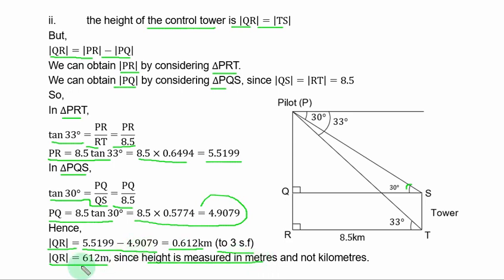You convert it to meters by using 1000 to multiply this. 1 kilometer is equal to 1000 meters. To convert this to meters, you multiply it by 1000.